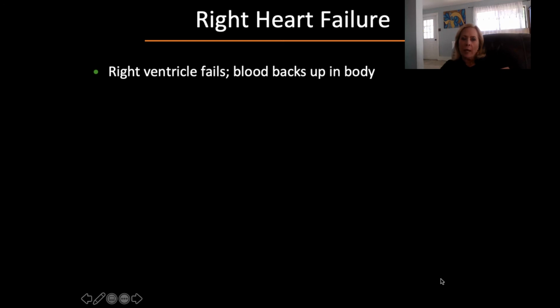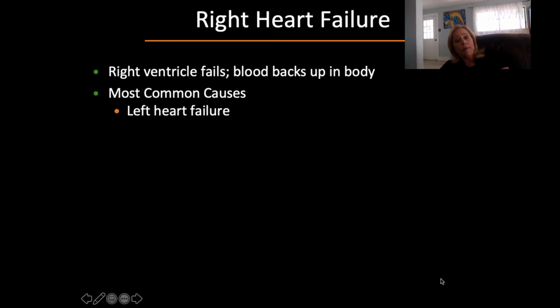Right ventricle fails, the blood backs up in the body like we said, and so some of the common causes, again, left-sided heart failure can actually lead to right side heart failure. So if you think about this, the left side is failing. So let's back the blood flow up. Left ventricle can't squeeze hard enough to eject the blood out into the systemic circulation. So instead, the blood backs up into the left atrium. And then from there into the lungs. From the lungs, it backs up into the right ventricle.